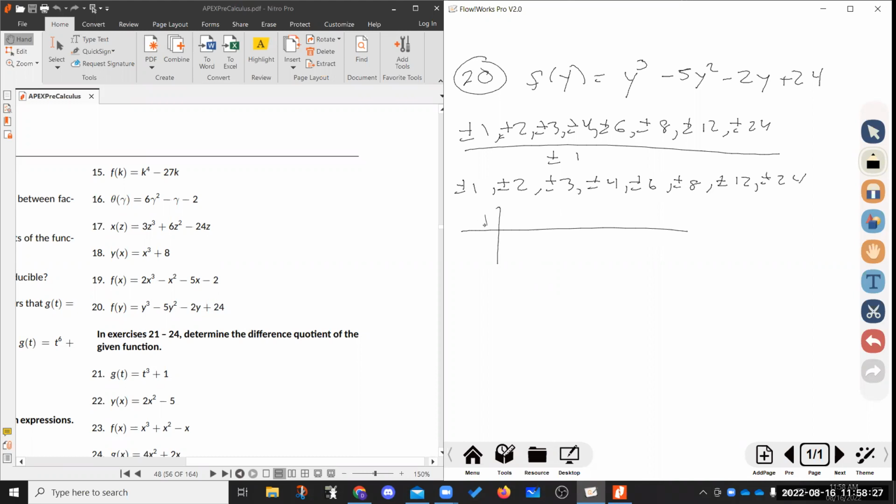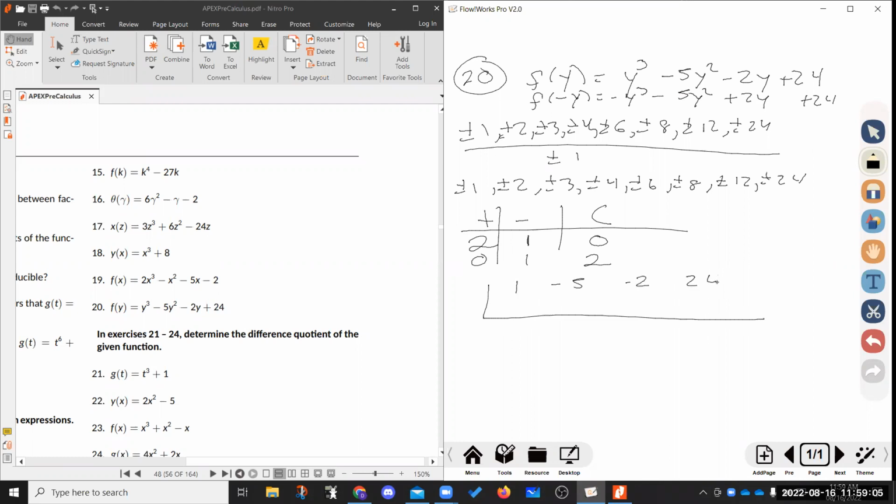I'm going to use Descartes' rule of signs again, just to help myself out. There's 1 sign change, 2 sign changes. F of -y is going to give me -y cubed minus 5y squared plus 2y plus 24. There's going to be 1 sign change, 0. So this time I'm not guaranteed any positive answers. So I'm probably going to check my negative answers first here. So let's start with 1, -5, -2, 24.